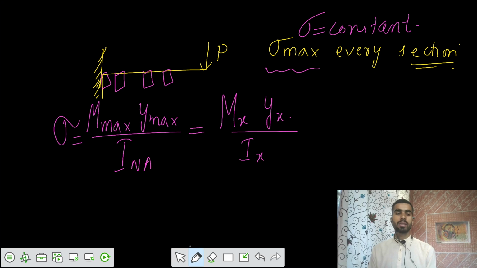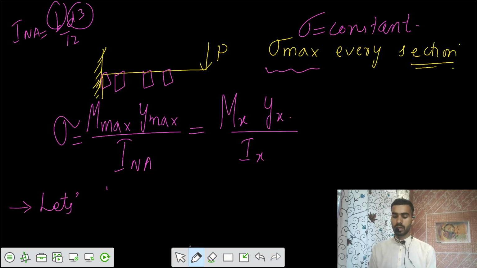We have two variables in the moment of inertia, I neutral axis. That's b d cube by 12, so we have b and d. Let's take the first case and keep b fixed. Let's say b is fixed.